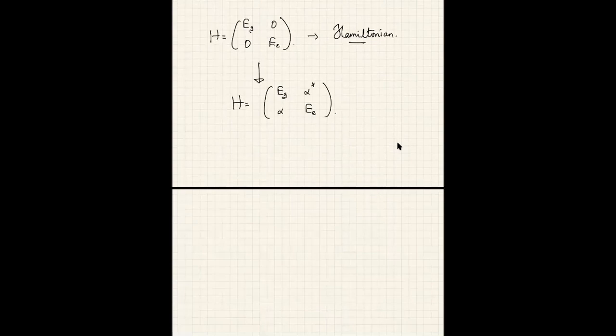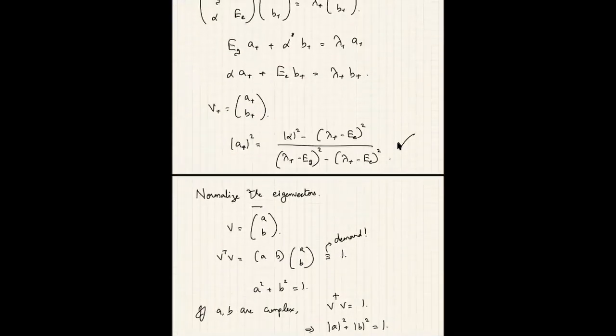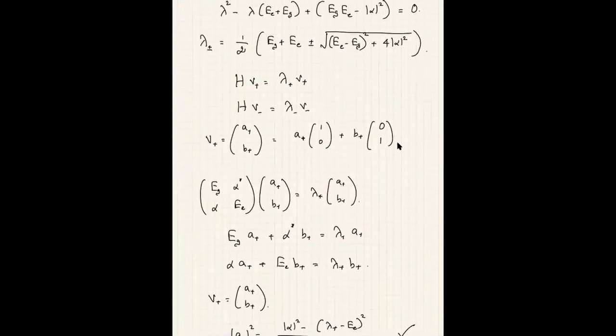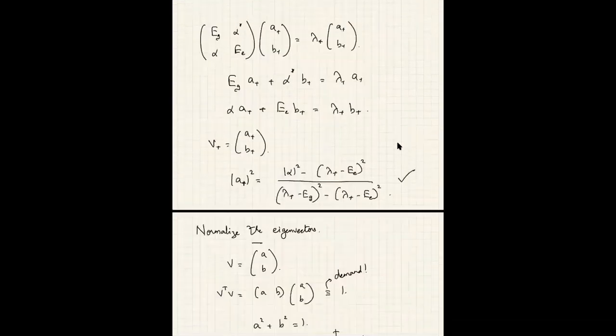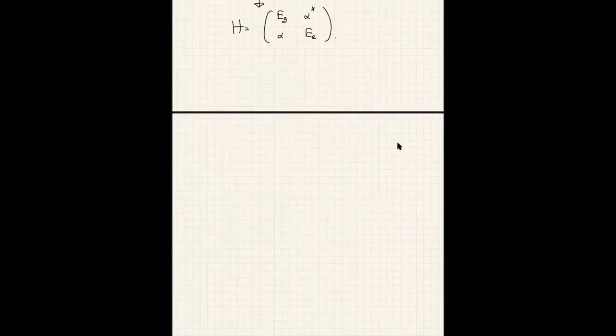So what is happening to the energy eigenvalues? Previously I had only two energy eigenvalues, one corresponding to the ground state, which is Eg, and one corresponding to the excited state, which is Ee. But once I turn on this interaction, these energy eigenvalues split into lambda plus and lambda minus, one which is greater than Eg plus Ee and one which is less than Eg plus Ee. Suppose I want to show this graphically.